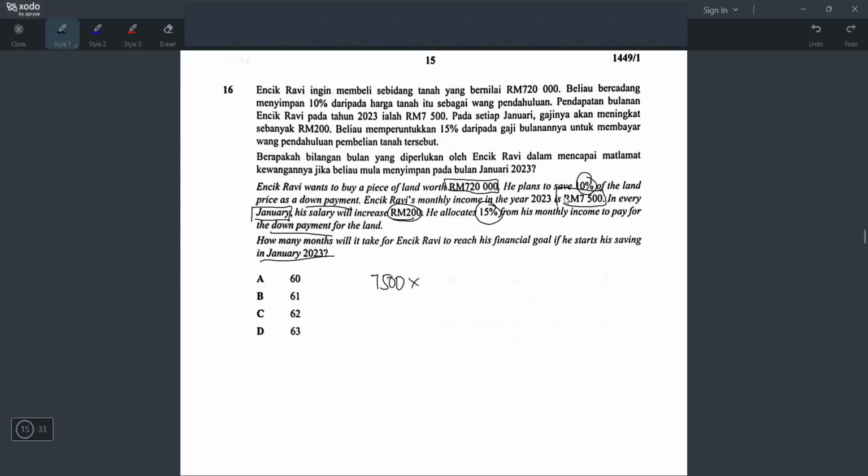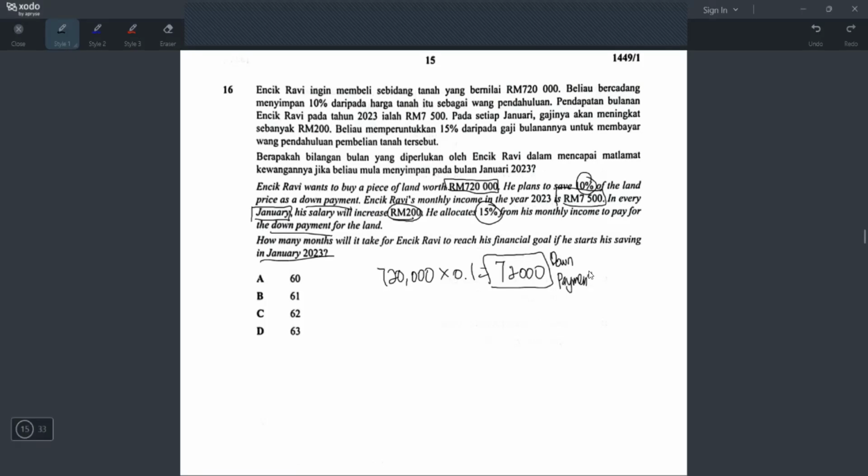First of all, the monthly income is 7,500, and he says that he will allocate 15% to pay for the down payment, right? So let's calculate the down payment first. The down payment will be 720,000, which is the total price of the land, times 10%. That's 0.1, 10% is 0.1. So 72,000. That is what you get when you press the calculator. And what is this? This is the down payment.